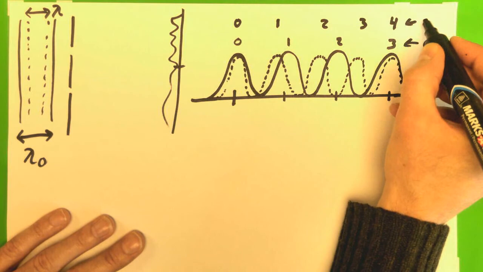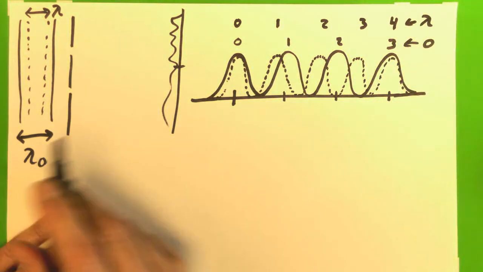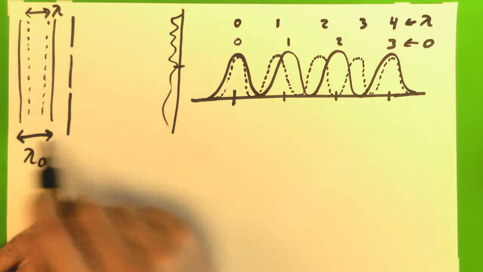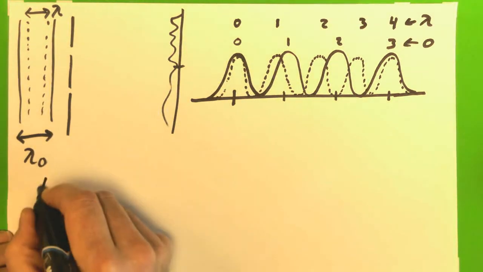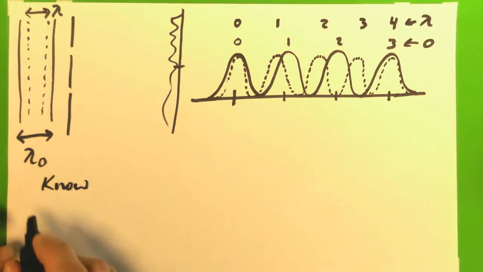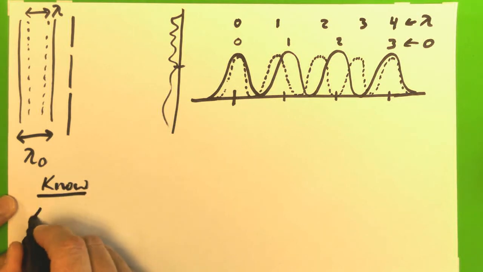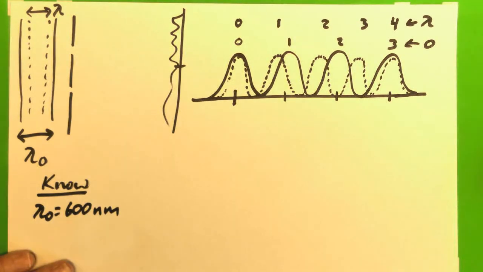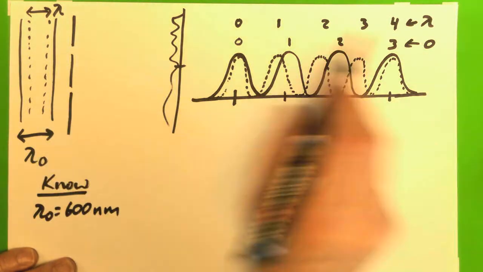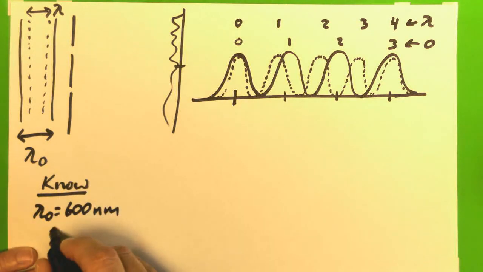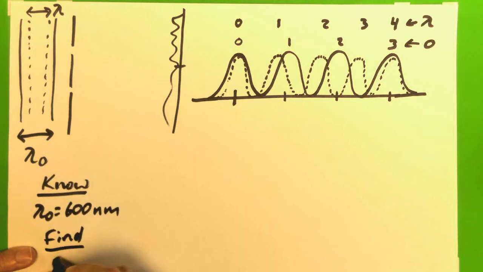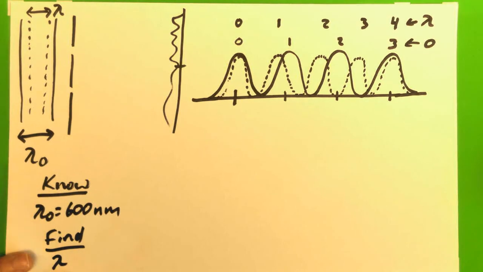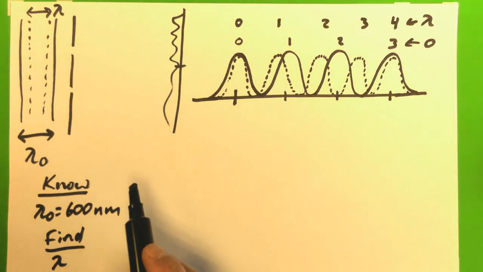So this is our unknown wavelength. I don't know what it is, and we want to find out what that wavelength is with this information. Knowing that the wavelength for the orange is 600 nanometers, and that's all I'm given, the rest of the information I have to pull from this. So let's see if we can find the unknown wavelength. What information do I have?